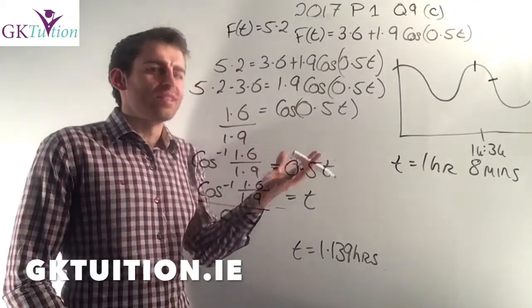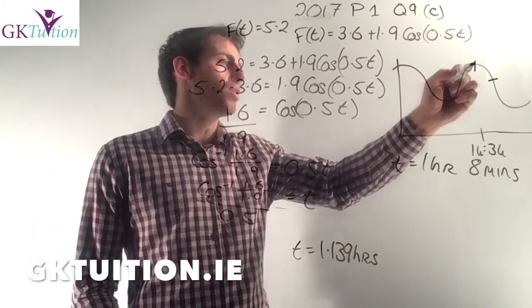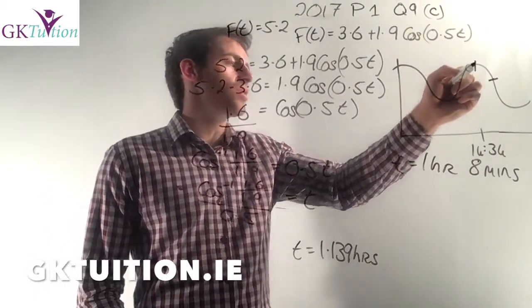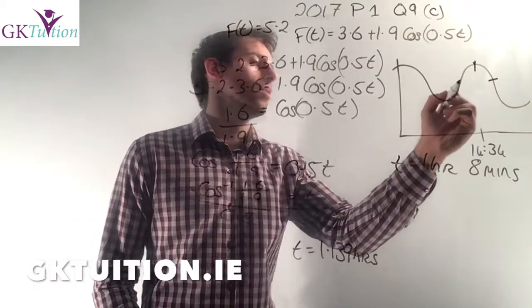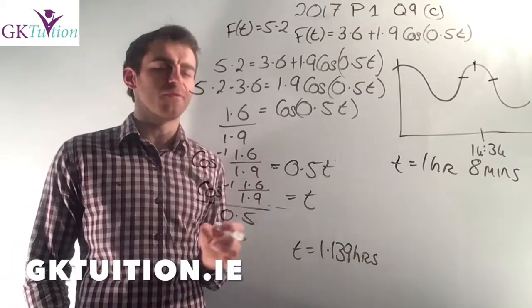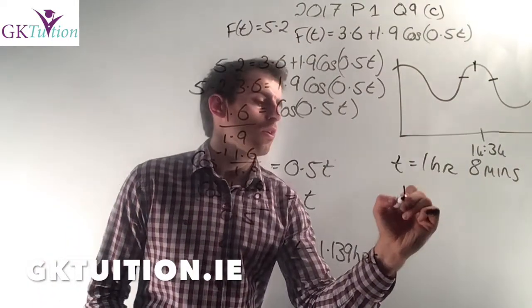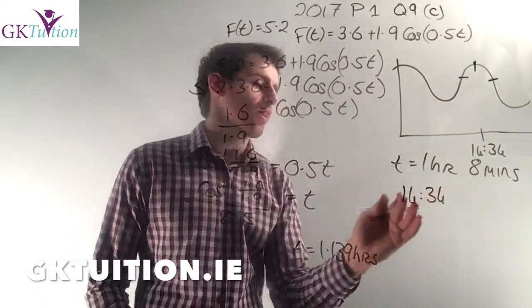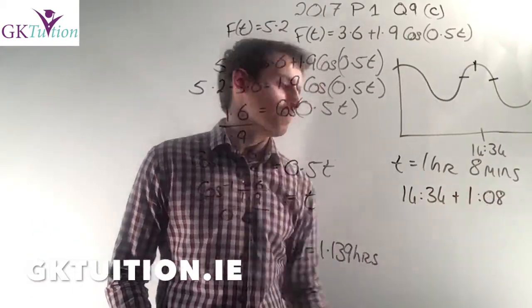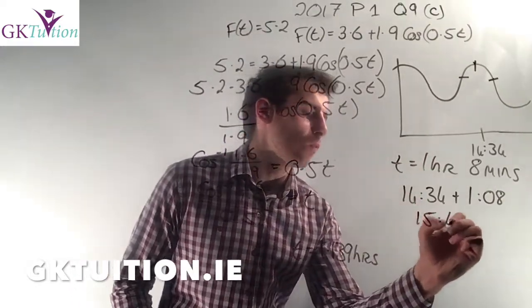But clearly this is a perfectly symmetrical graph, which means that if it's 5.2 meters an hour and 8 minutes after high tide, then it's also 5.2 meters an hour and 8 minutes before high tide, which means that my other answer is going to be here. So that means the times in the afternoon when the depth of water in the harbour is 5.2 meters will be the high tide, which was at 14:34, and then I'm going to add on 1 hour and 8 minutes. So 14:34 plus 1 hour and 8 minutes gives me 15:42.